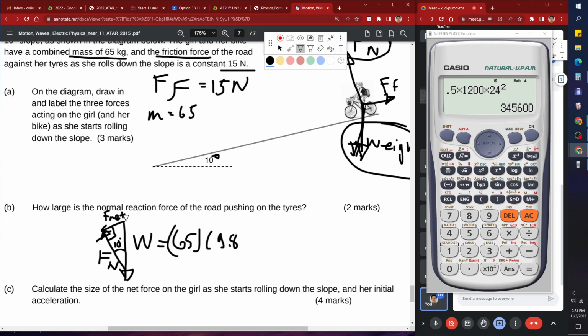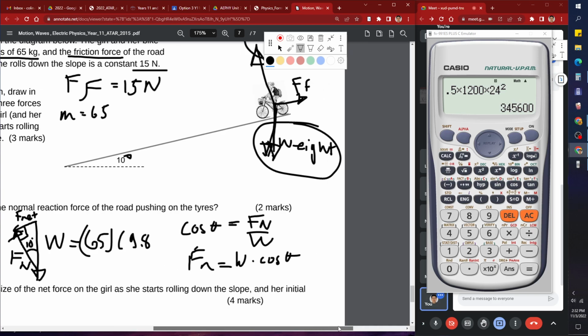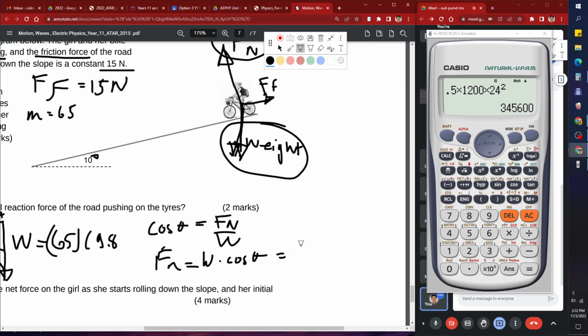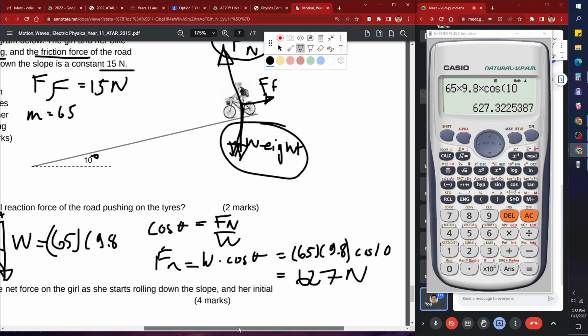Okay. So this weight force is the hypotenuse, and this is the adjacent side. So cosine of the angle equals the normal force divided by the weight force. Okay, so Fn equals the weight force times cosine. I'm just rearranging that formula. Once I do that, just plug in my numbers, and I'll get 627 newtons. Okay. There's the normal force.